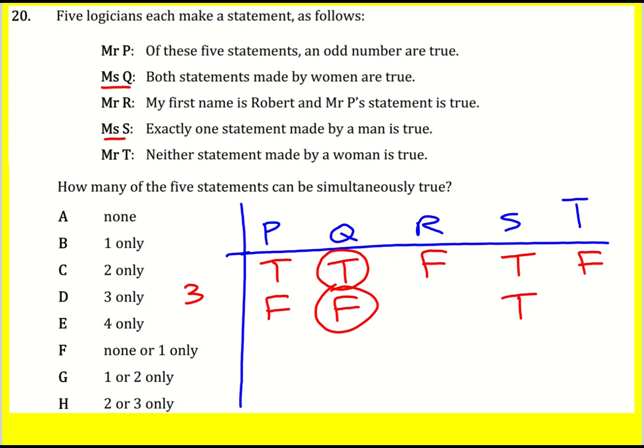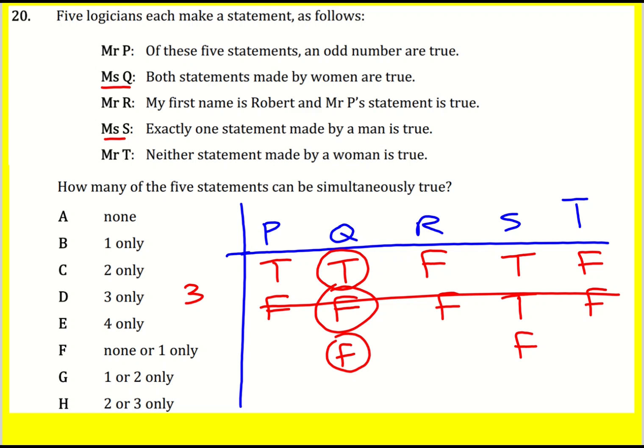Mr. T says neither statement made by a woman is true, but we know that's not the case because Miss S is telling the truth. Then Mr. R says that Mr. P's statement is true, but it's not. So actually I've got a contradiction in this case. That one could not have been possible, which means we only got one more scenario to look at: if Miss Q is lying and Miss S is lying.